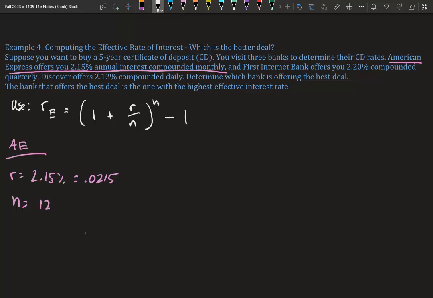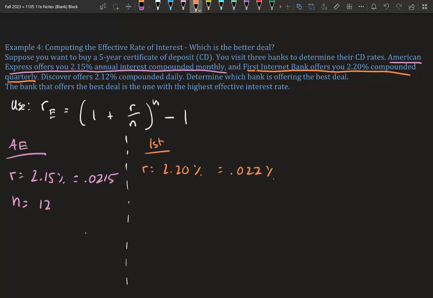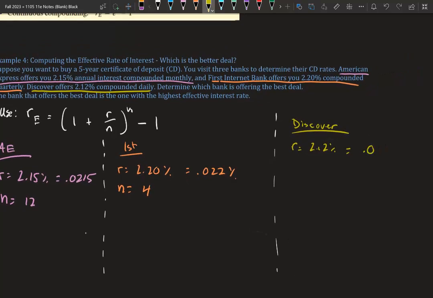Let's write them out for each single one. So that's American Express. Let's go ahead and do First Internet Bank. Their rate is 2.20%, which we know is going to be 0.022, and it's compounded quarterly, so quarterly is 4. And now our last one, Discover. Discover has a rate of 2.12%, so we know that's going to be 0.0212, and then it's compounded daily, so there's 365 days.